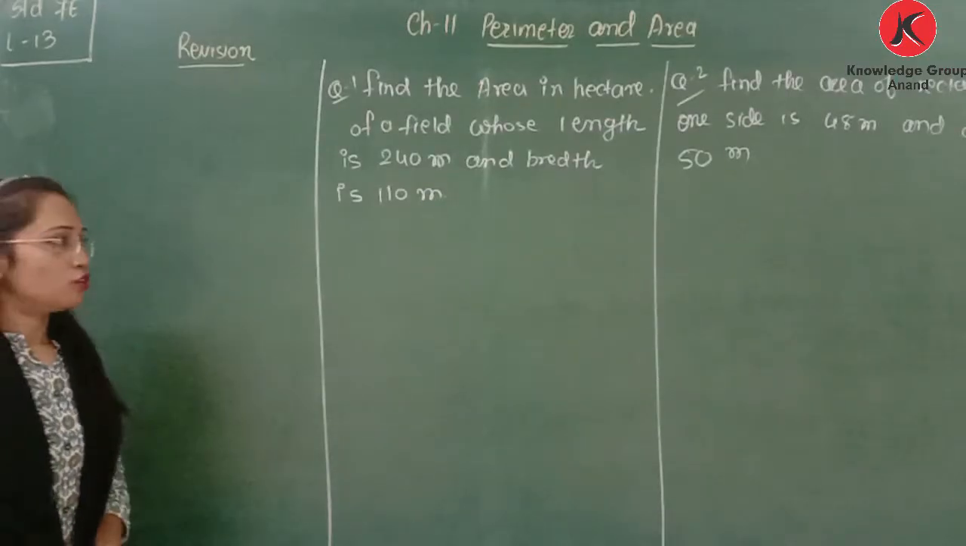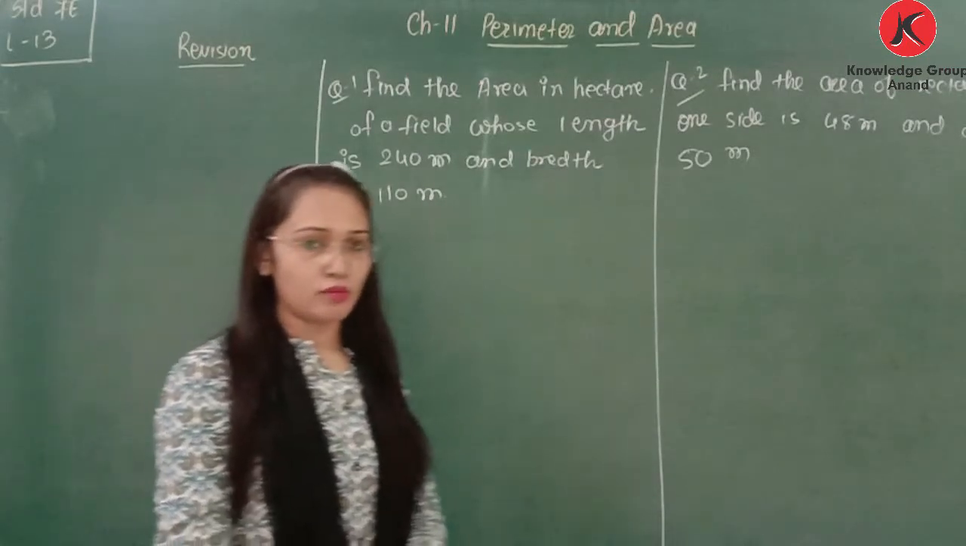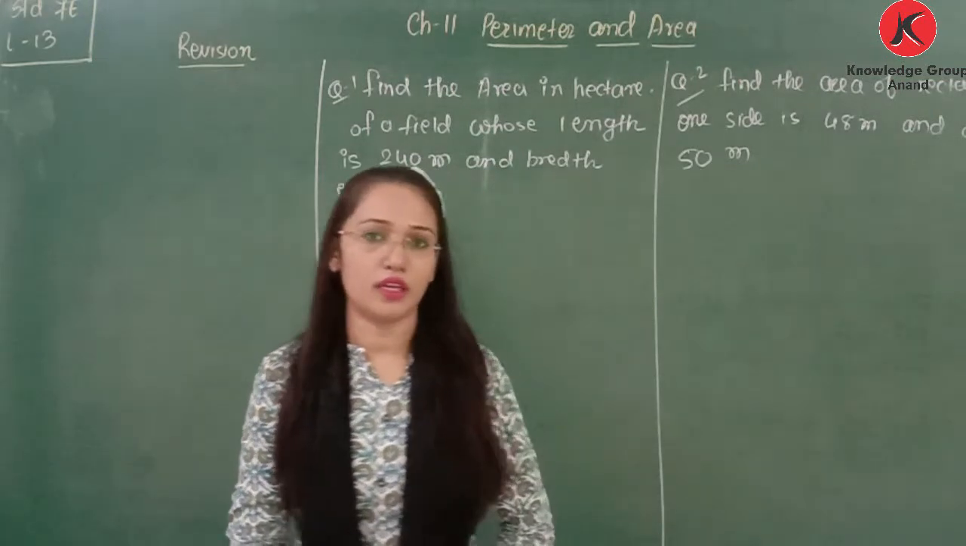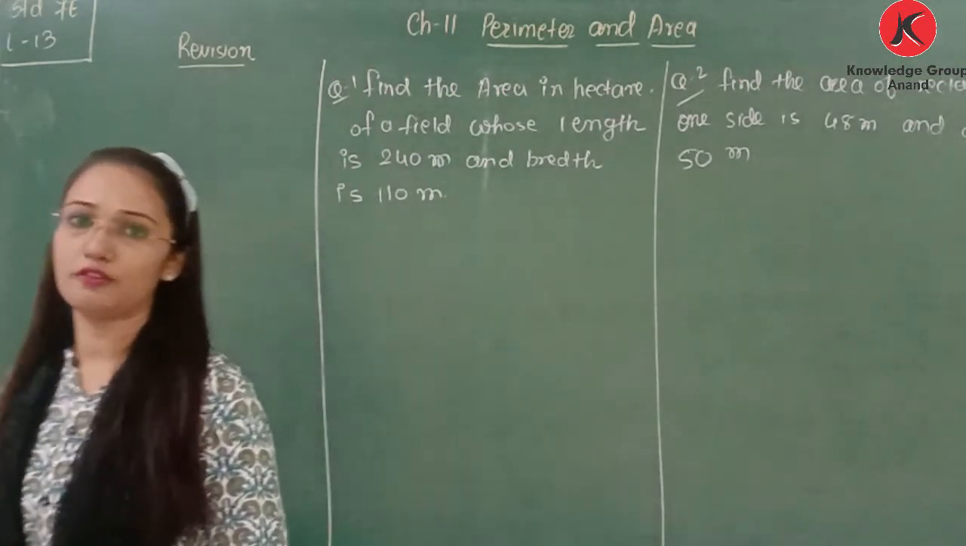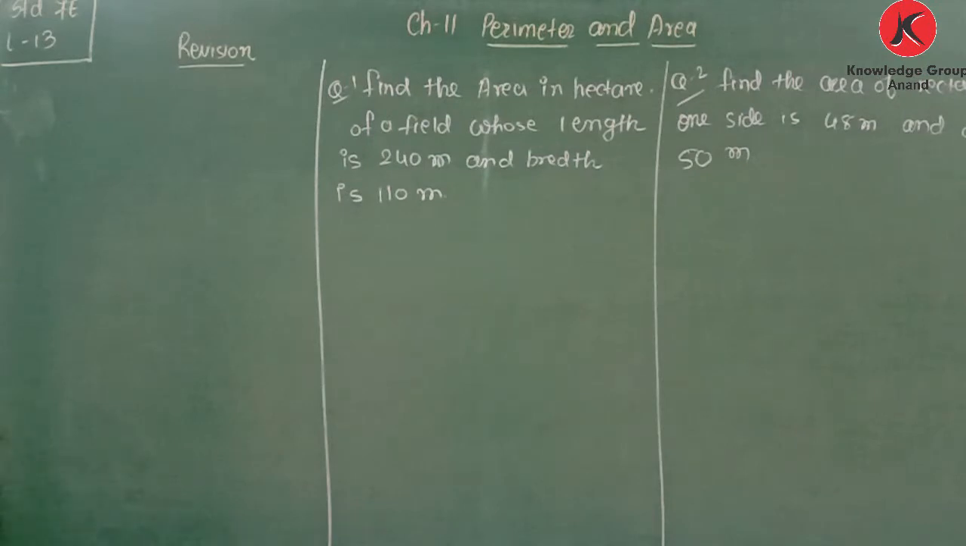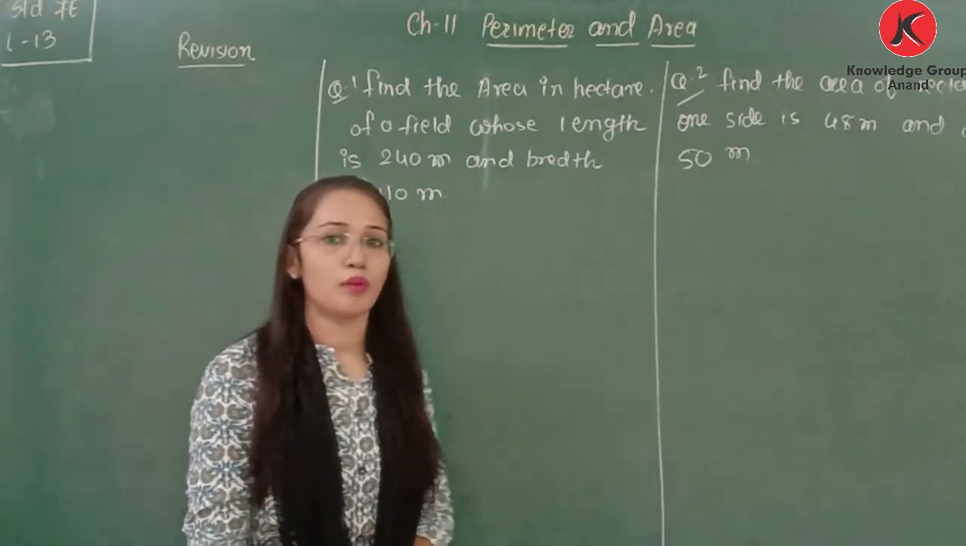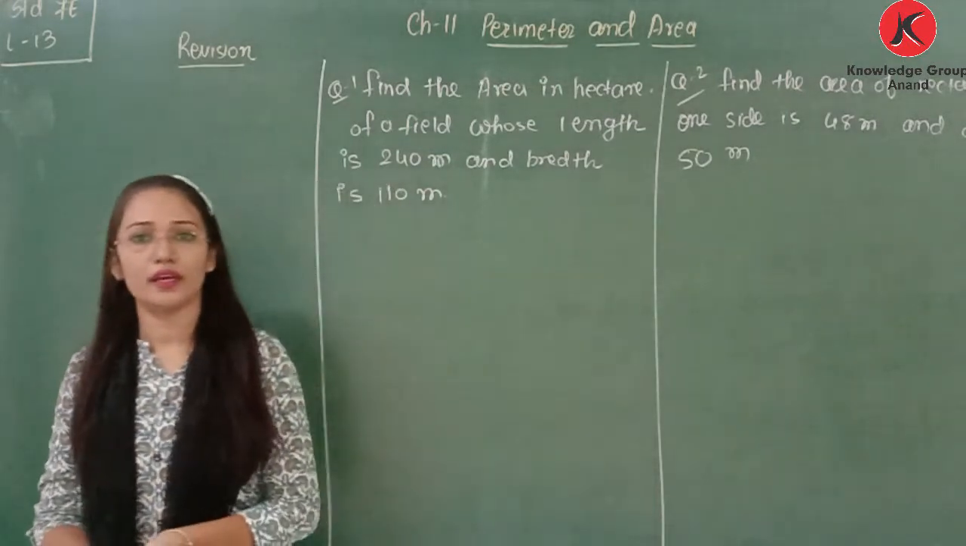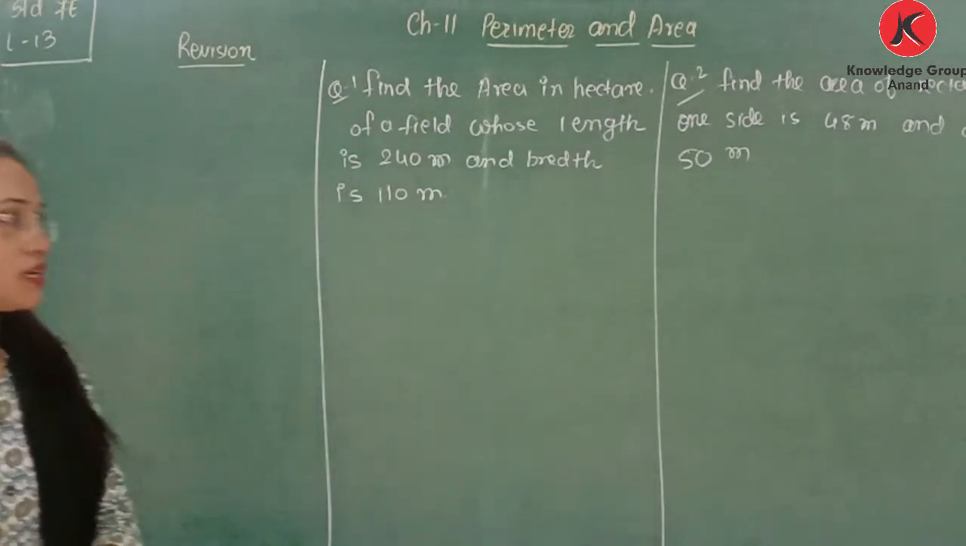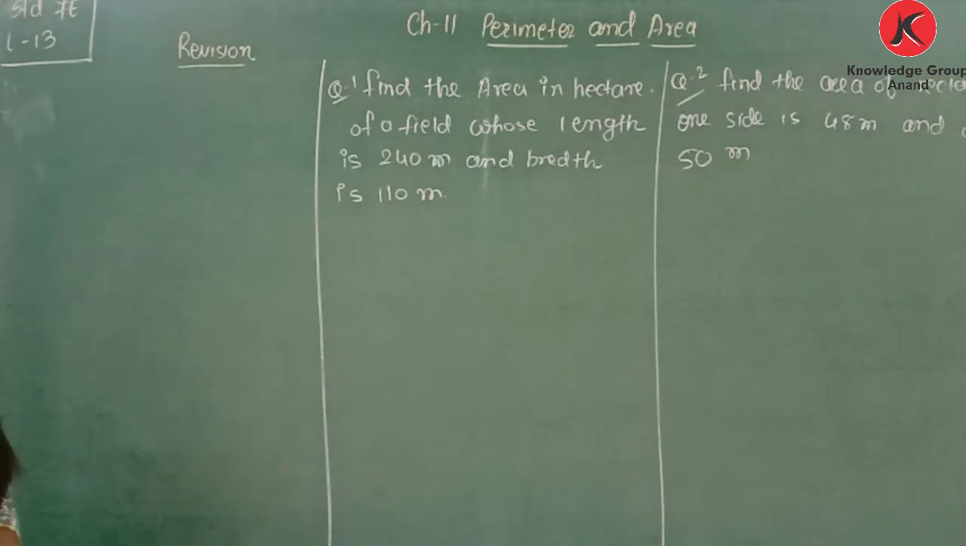Friends, today we will start the revision of chapter number 11, that is the perimeter and area. In this chapter we learn different equations for the perimeter and area of a square, rectangle, and circle. Also we learn about the area of a triangle and the area of a parallelogram. So let's revise all the equations. You need to remember all the equations that we learned.